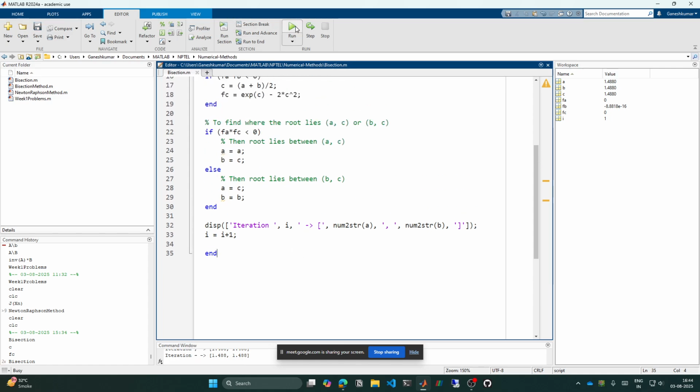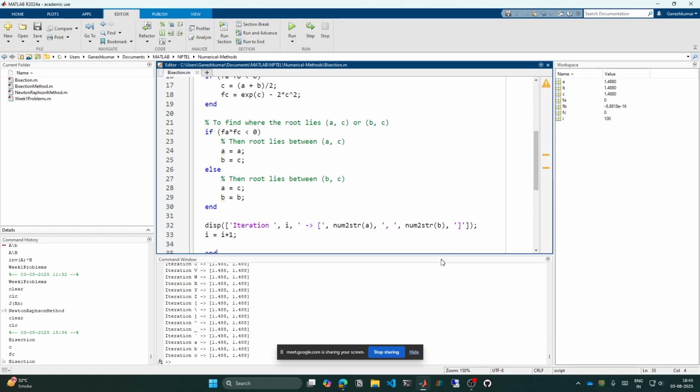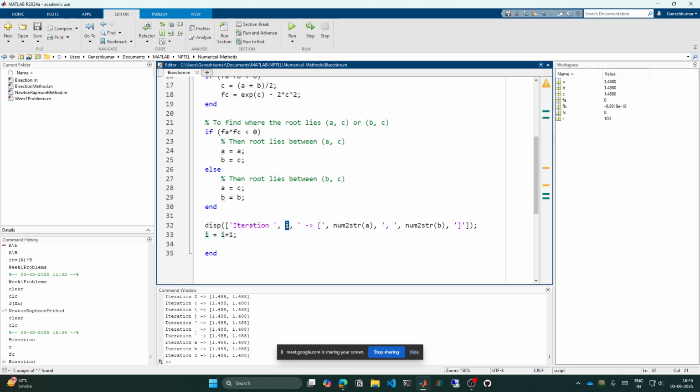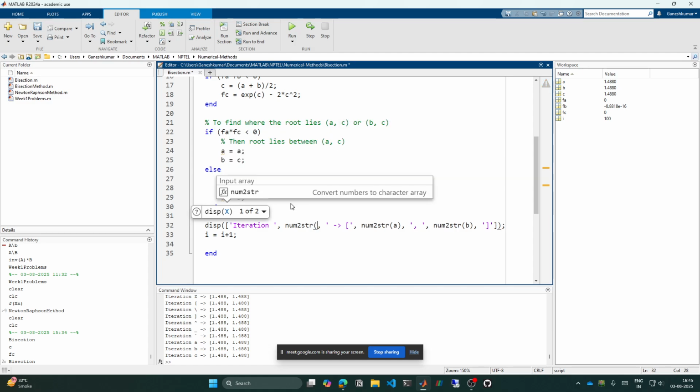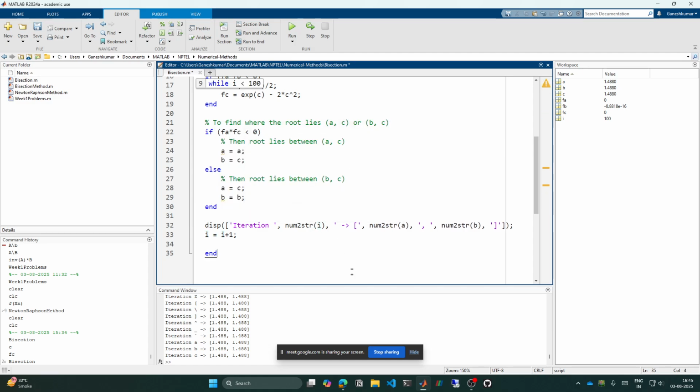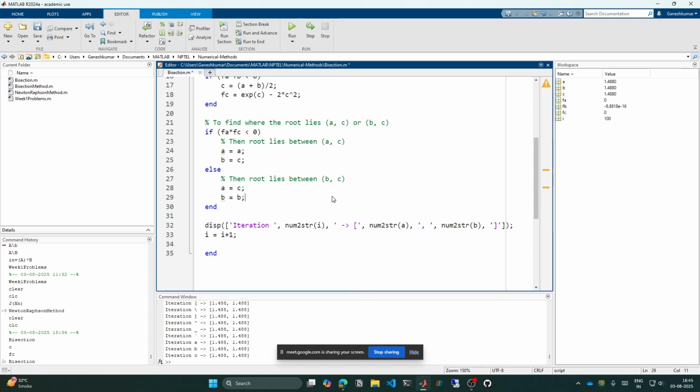Okay. Now let's run this. What happened? So the problem is it always considers things as a string. So you need to convert the number to string in order to show.